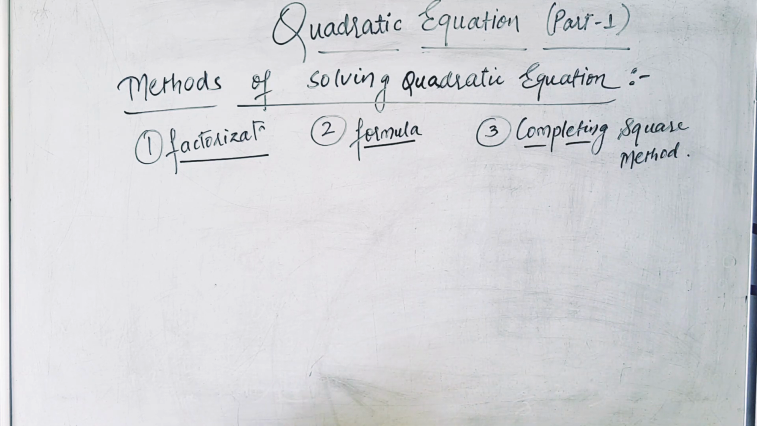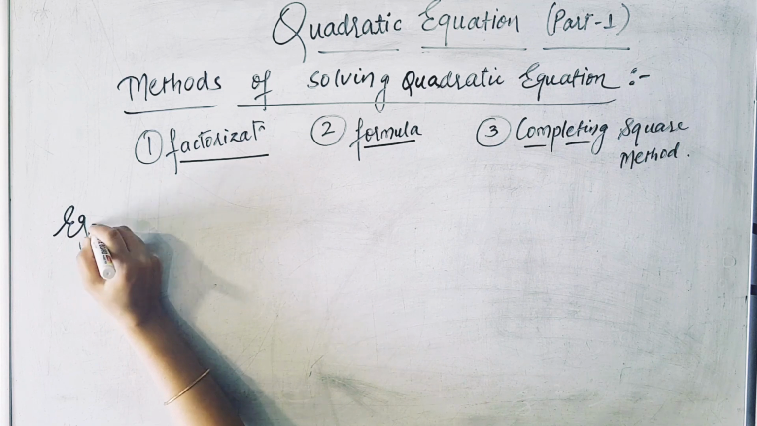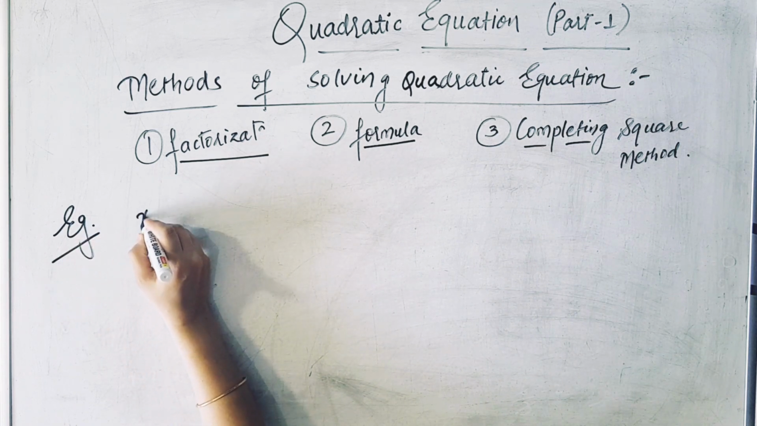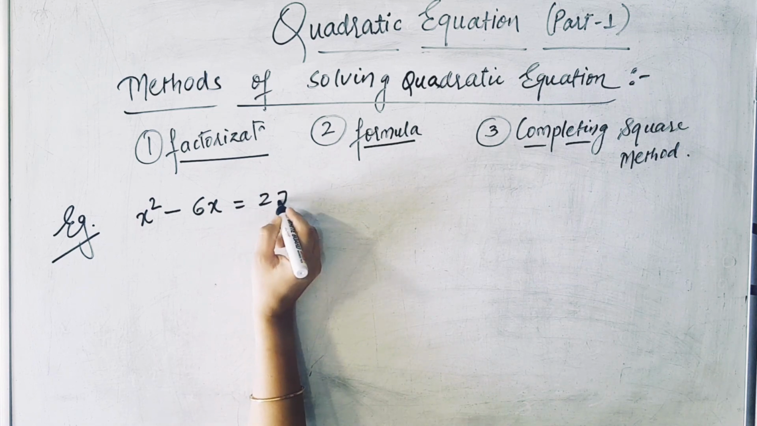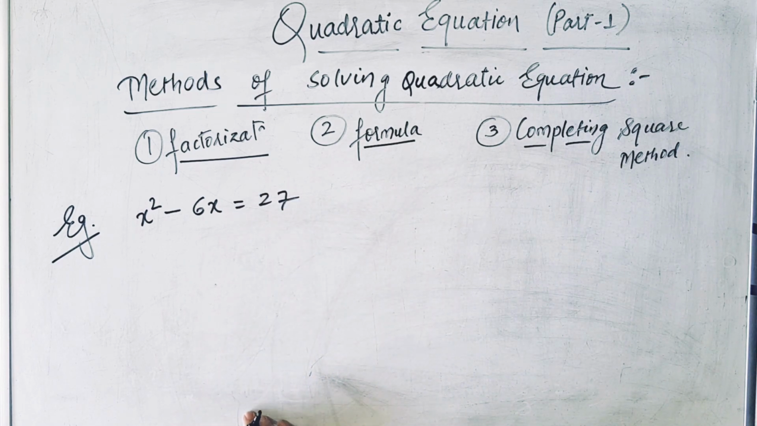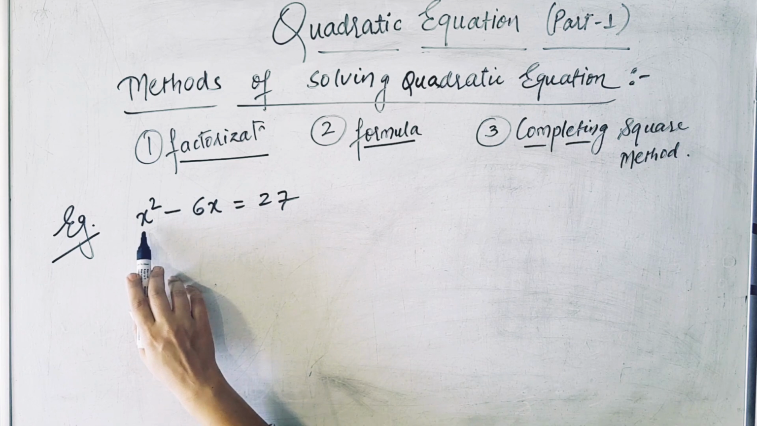Now we'll start with the first method, that is the factorization method. I am taking one example over here. Likewise, the example I have is x square minus 6x equals 27. We can see over here the highest power of x is 2.